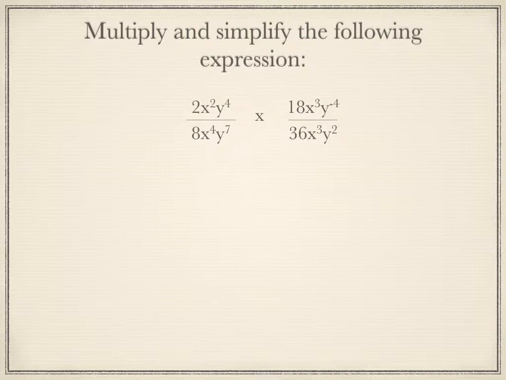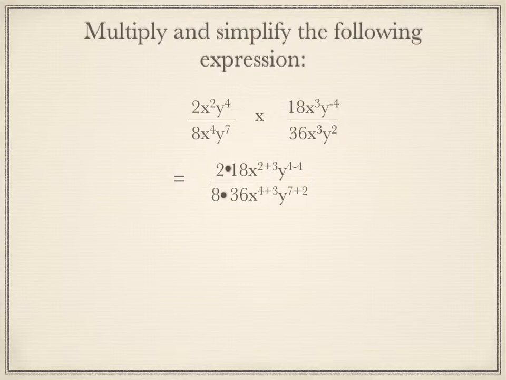Multiply and simplify the following expression. 2x squared y to the 4th over 8x to the 4th y to the 7th times 18x to the 3rd y to the -4th over 36x to the 3rd y squared. So there's a couple of different ways that we can do this, but I'm going to go ahead and multiply first. So remember, with multiplication, we can use the product rule.